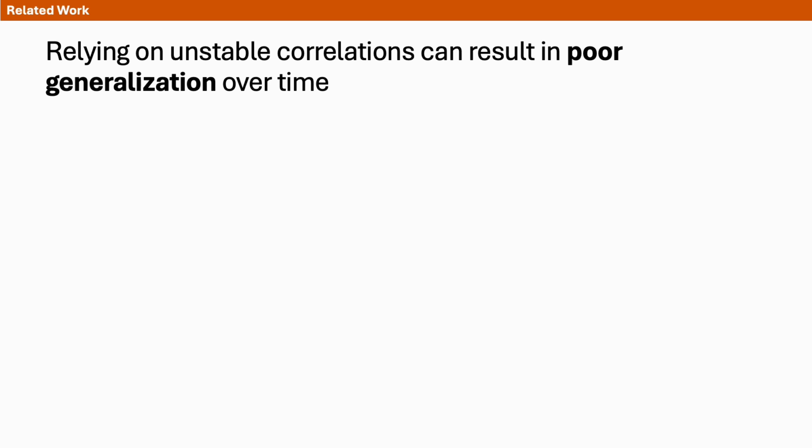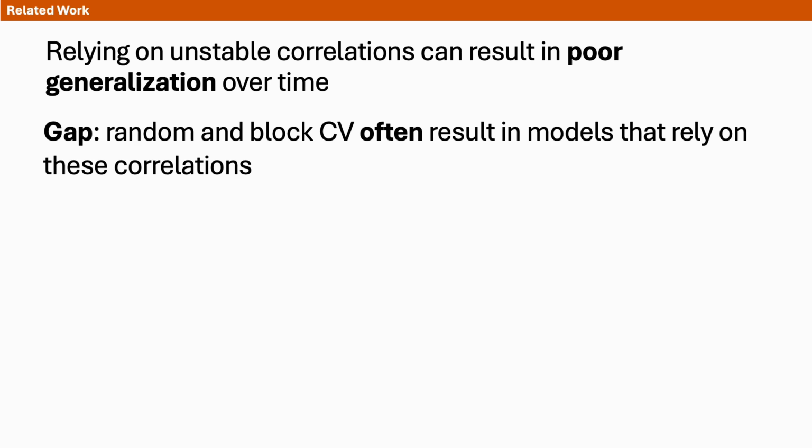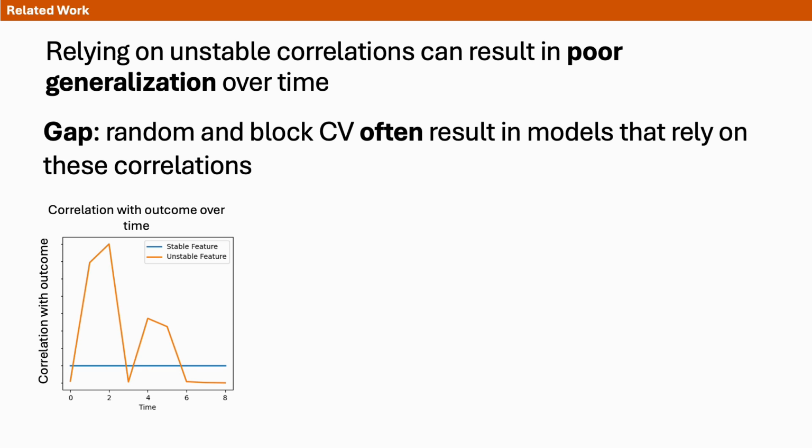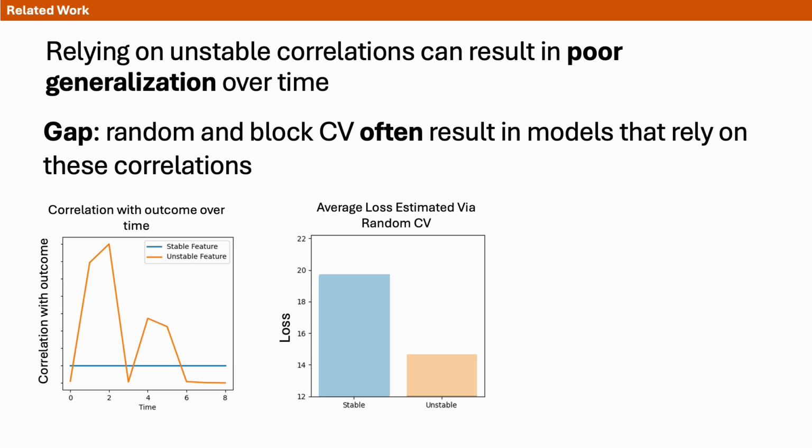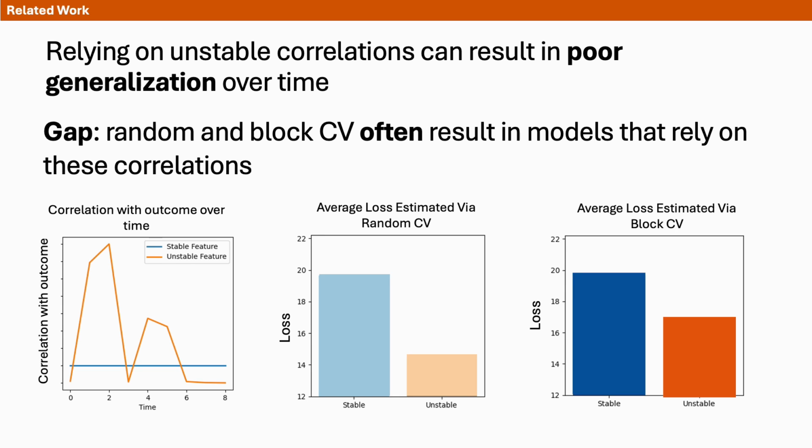Relying on unstable correlations can result in poor generalization over time. However, random and block CV often result in models that rely on these correlations. To illustrate, consider two features, one with a stable correlation with the outcome over time, in blue, and one with an unstable correlation, in orange. Ideally, CV methods should estimate a lower average loss for a model relying on the stable feature versus the unstable feature. However, random and block CV do not do so.